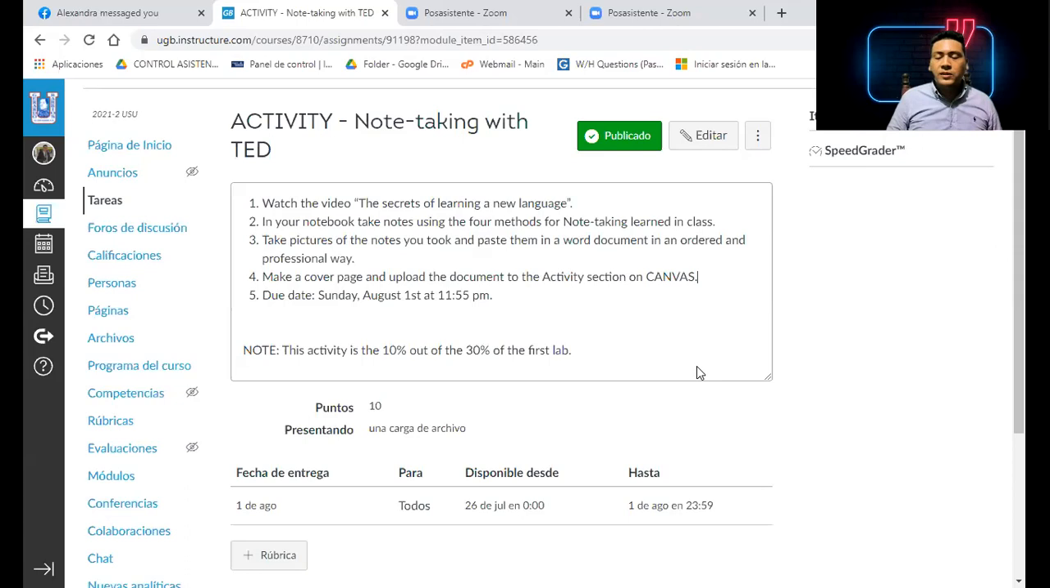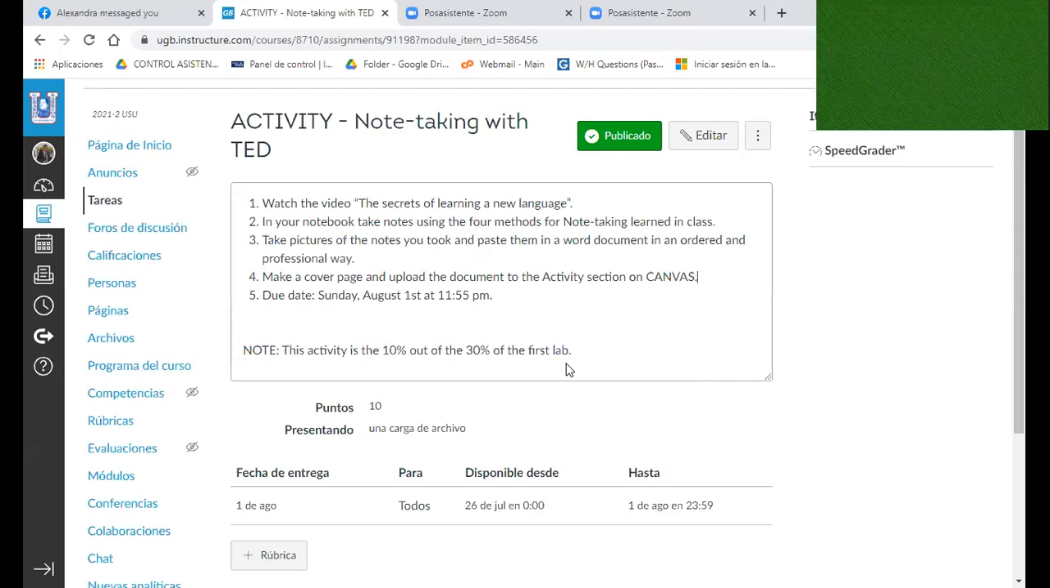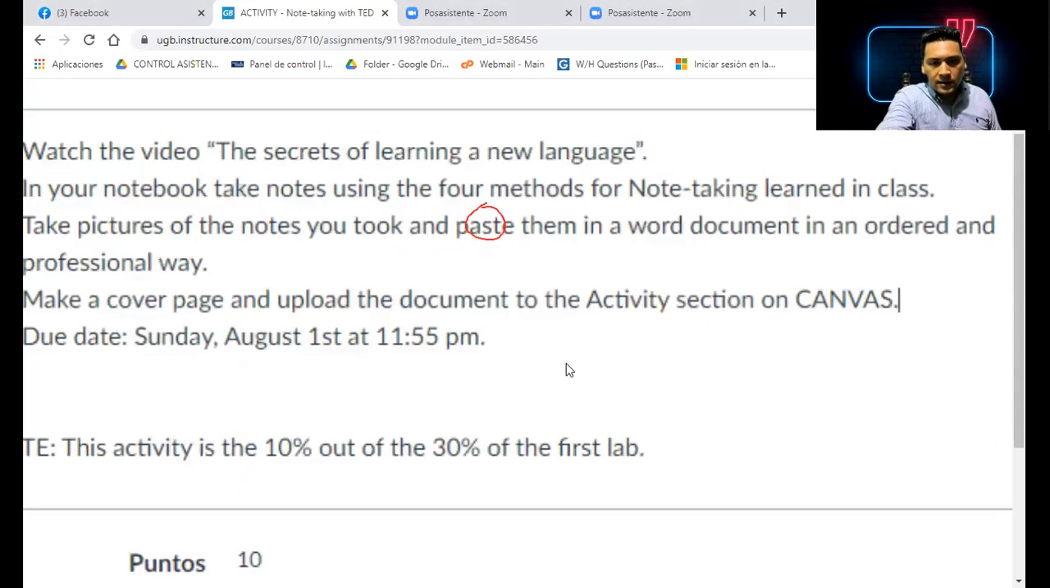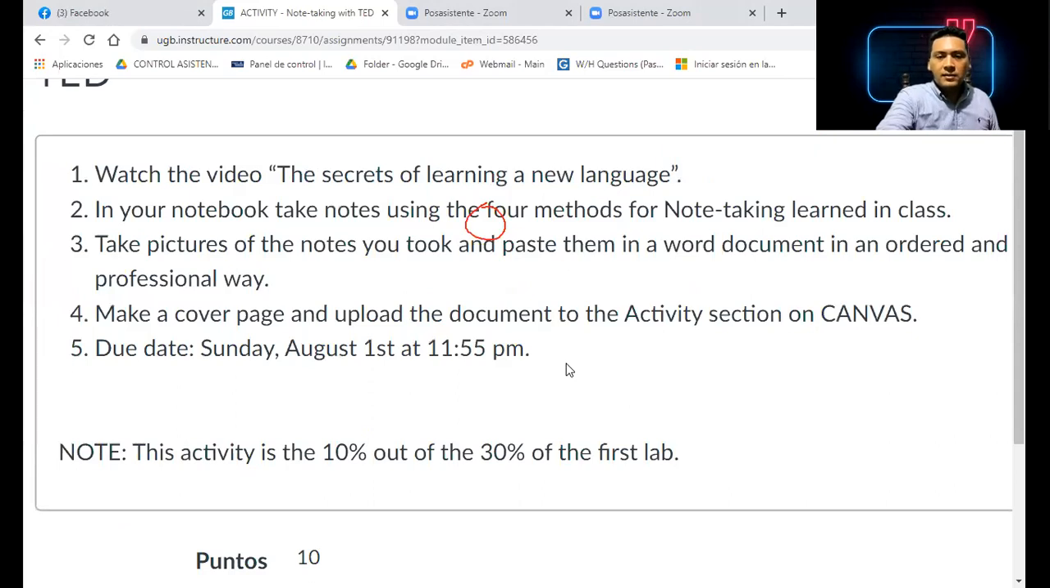Another question about the activity? Remember that you are going to use the 4 methods. I'm showing you that right here, okay? It says you are going to use the 4 methods, the 4 of them, okay? It says right there, 4 methods.